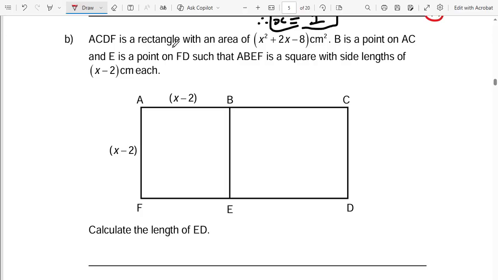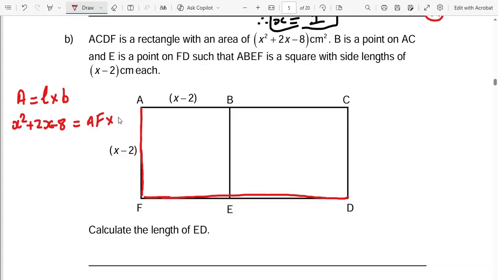Okay, let's move to the next question. ACDF is a rectangle, and we are told that the rectangle has an area of, so if you still remember, the area of a rectangle is equal to length times breadth. That's the area. And the area is given as x squared plus 2x minus 8. It's equal to the length times breadth. So if we multiply, this will be AF.